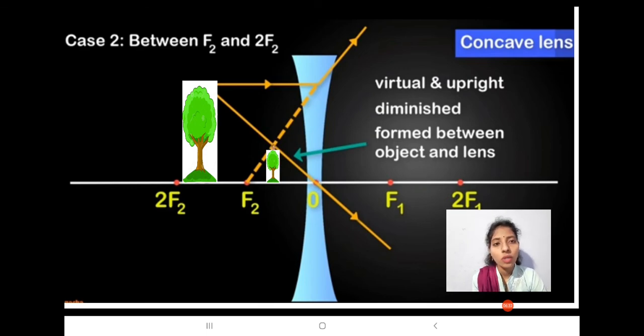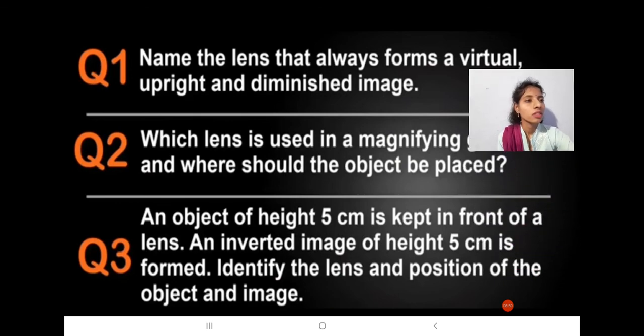Yes, so in all cases we will observe the image position is the same and the properties of the image are equal. Yes, so we will observe the different cases in convex lenses. And here are 3 questions for you.